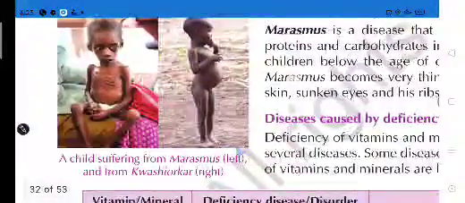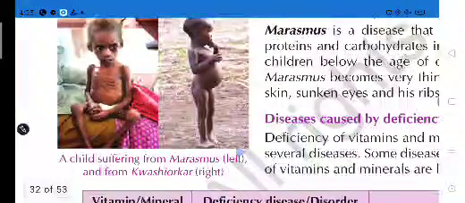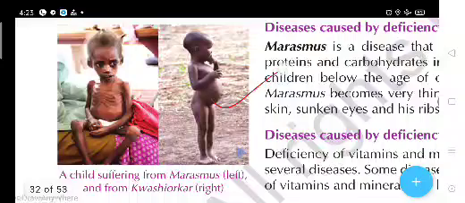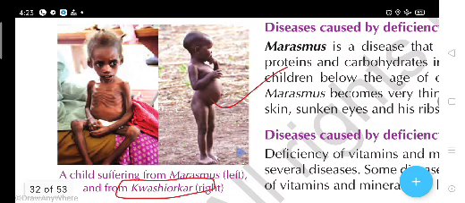In this picture, the child is suffering from kwashiorkor disease. This picture shows the disease. What kind of disease? Kwashiorkor disease. This child is suffering from kwashiorkor disease.